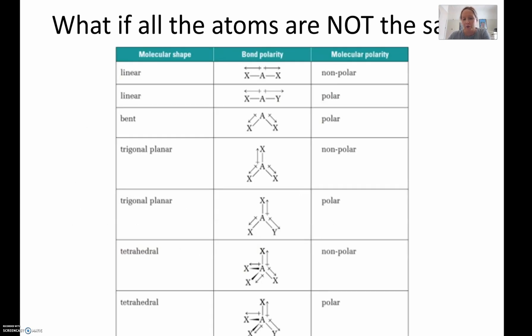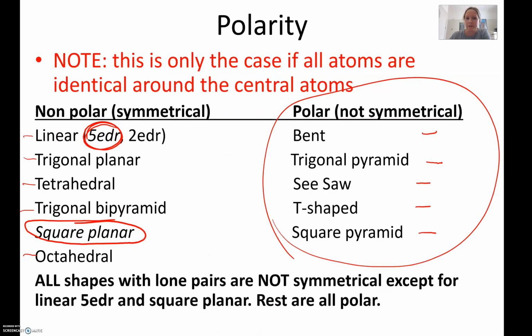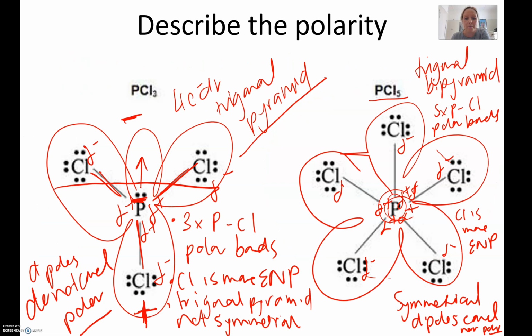So now that we've been through if all the surrounding atoms are the same, then let's just recap. We'll go back a couple of slides. So if all the surrounding atoms are identical, then that means all of your parent geometries, so linear, trigonal planar, tetrahedral, trigonal bipyramid, and octahedral, are going to be symmetrical and non-polar. There are 2 additional ones with lone pairs, which are square planar and linear with 5 electron density regions, and it's because they are also symmetrical. All of your shapes with lone pairs otherwise are not symmetrical and polar, and so they are bent, trigonal pyramid, seesaw, T-shaped, and square pyramid.